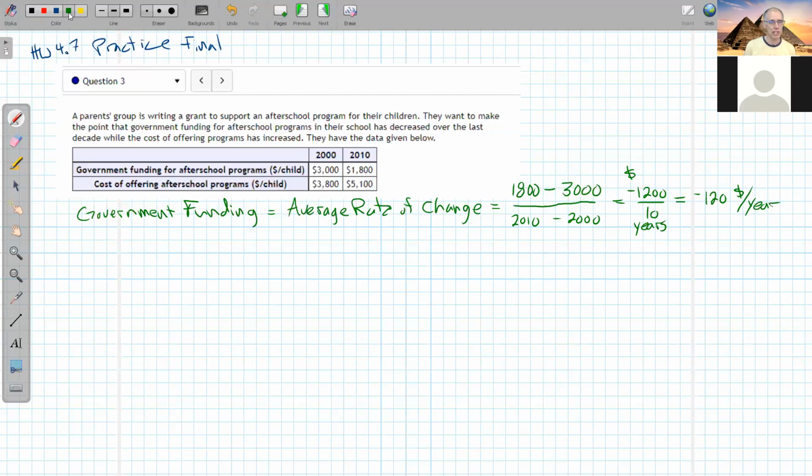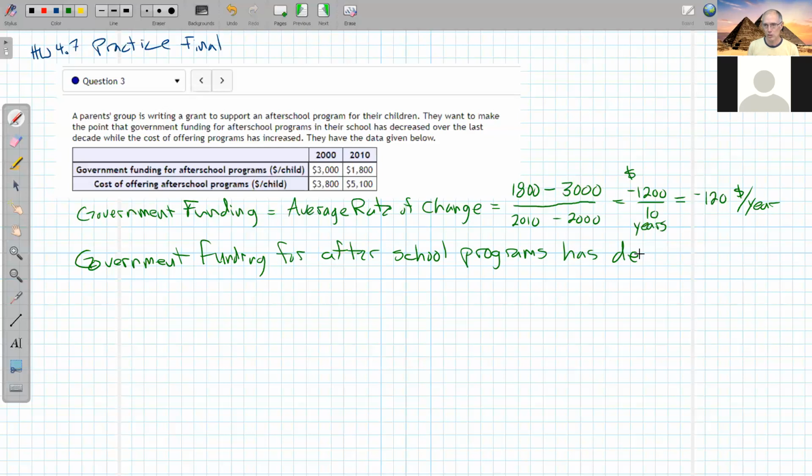So if I wanted to write that out in a sentence, I could say government funding for after-school programs has decreased by an average of $120 per child each year. Nice, you got it nailed. I was going to write that out, a nice sentence for the media or my mom. I'm having trouble writing today. So it's decreased, right? The negative. I don't want to say negative. That's not a common word we use in a context like this. You wrote deceased. Oops.